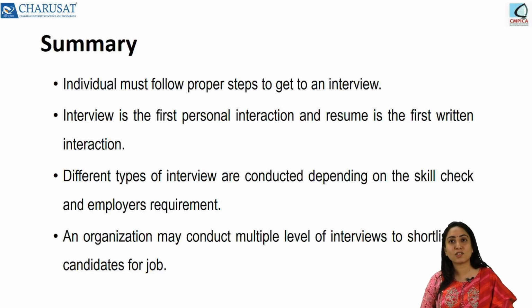In the next session, we will cover different tips to concretely win this interview session. Laws which are unsaid but must be followed, right?